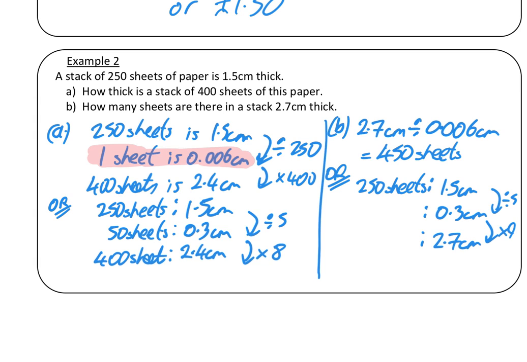So 250 divided by 5 is 50 sheets. And then 50 times 9 is going to be 450 sheets. And that is your answer, 450 sheets. So you can see both ways we have got the same thing.